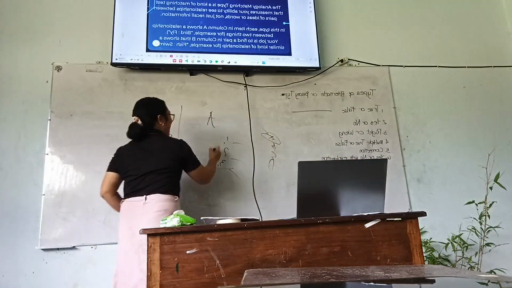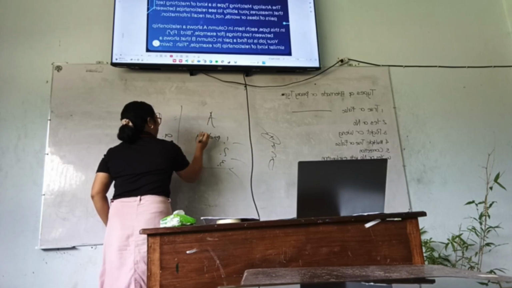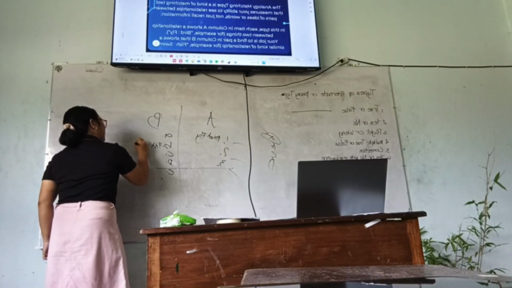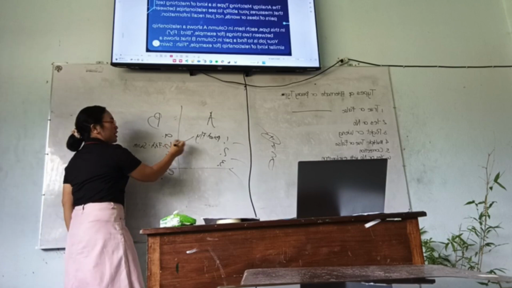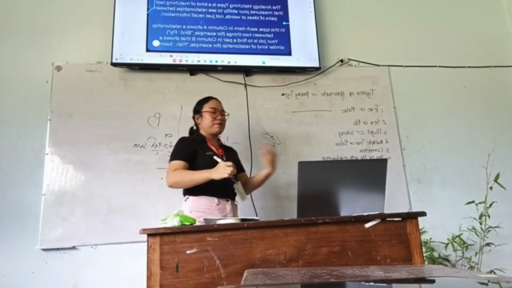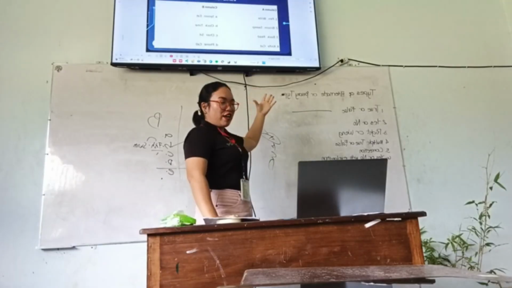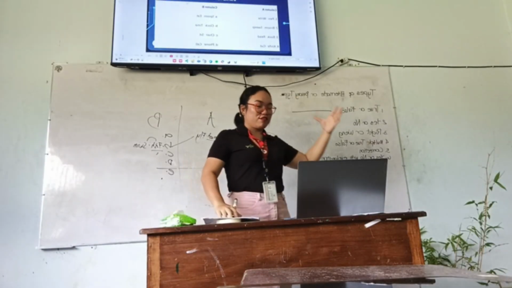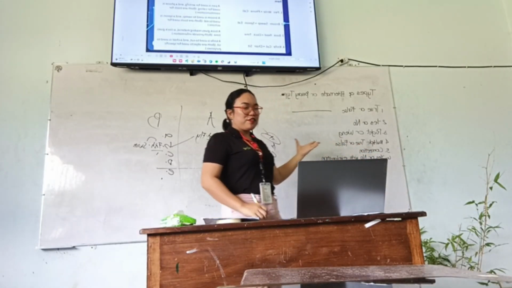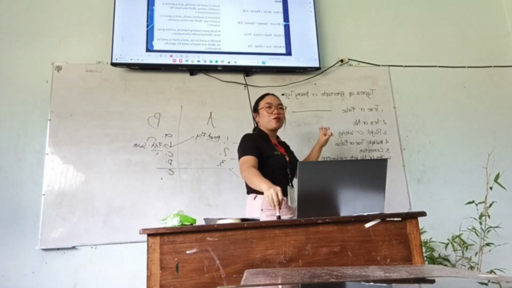For example, bird flies. And fish swims. So, they are connected because both are animals. So, for example, pen, to write. Then the answer is phone, to call. The pen is used for writing and the phone is used for calling. So, both are tools for communication.